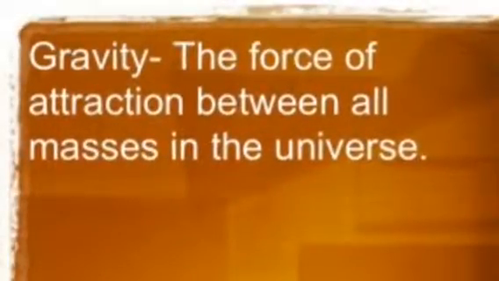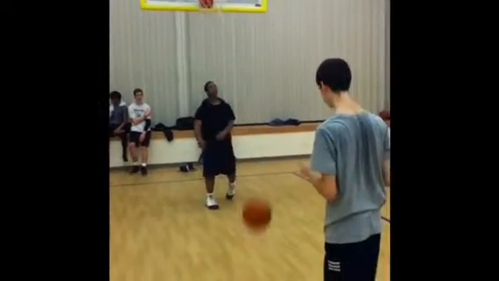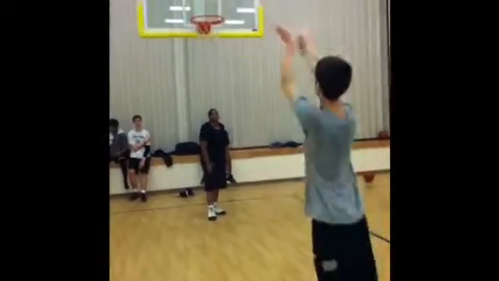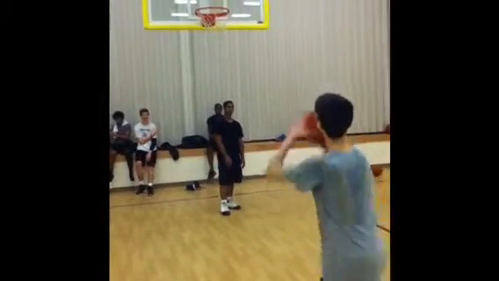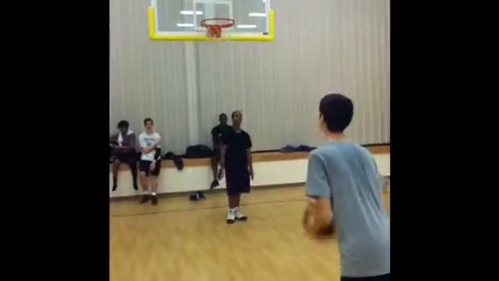What we're going to be talking about next is gravity. Gravity is the force of attraction between all masses in the universe. One way we see gravity demonstrated in basketball is in a free throw. During a free throw, the player must shoot the ball into the air above the rim. As the ball travels through the air, gravity begins to pull it down at 9.8 meters per second squared, and if the player puts the right amount of force and arc on his shot, the ball will drop through the basket.